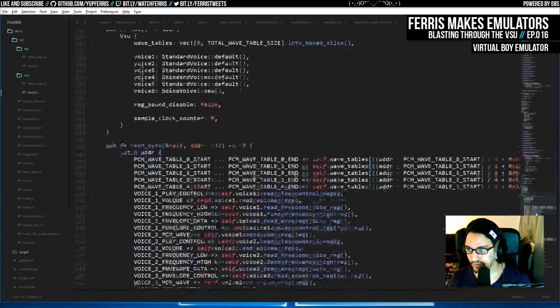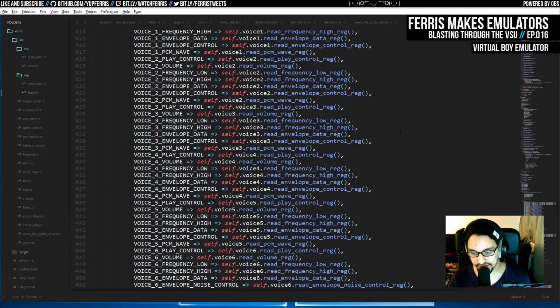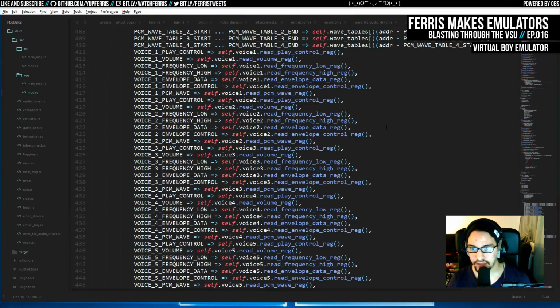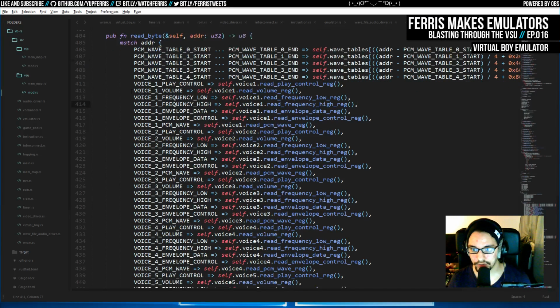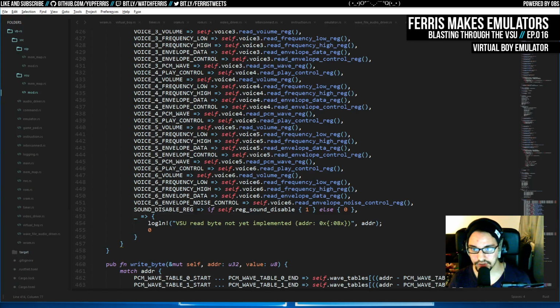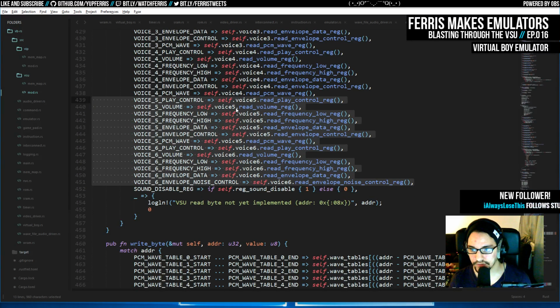If we go to the memory mapping section of this, just to dive in somewhere, I think I left off just mapping a bunch of these registers. We had the wavetable stuff set up, and we were just mapping voice registers to the actual voice structs. Again, adding the other voices to that is absolutely trivial because it just goes through these voices.